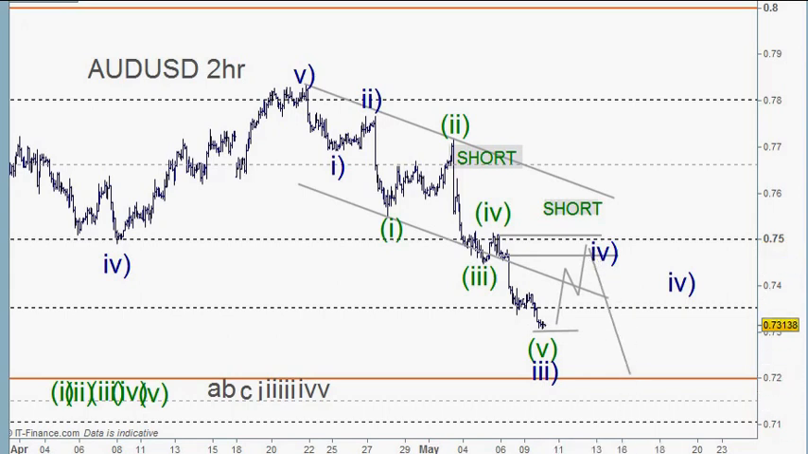So that's one scenario. The other scenario is that wave 3 extends down into this little area here, and then we get the wave 4 bounce, which would be about here, and then we go there. So I guess if you're short already, it doesn't really matter. You want to just hold through all of this, okay?